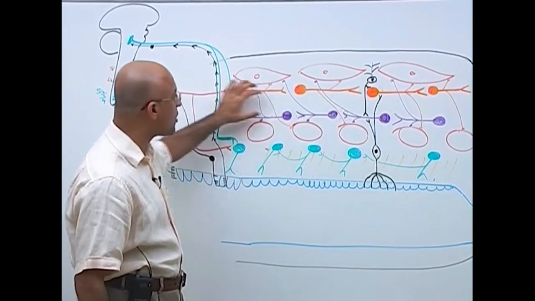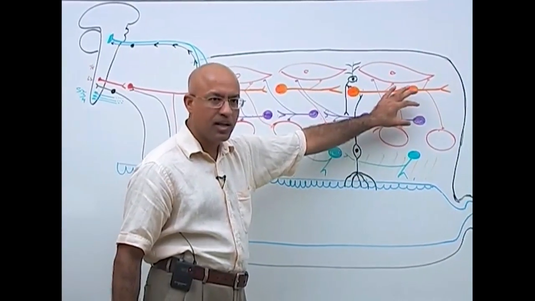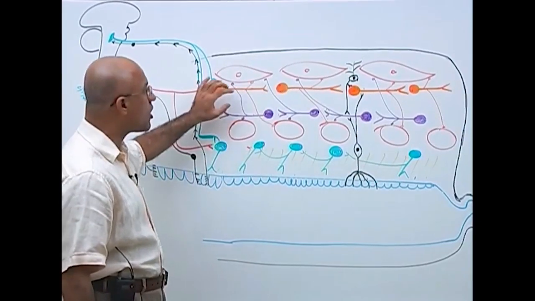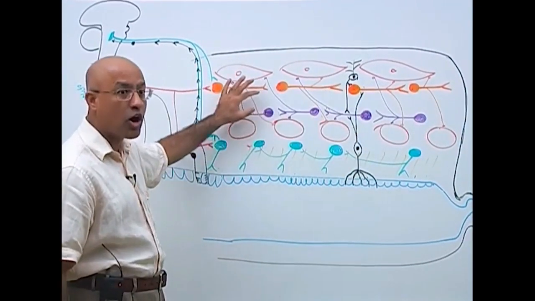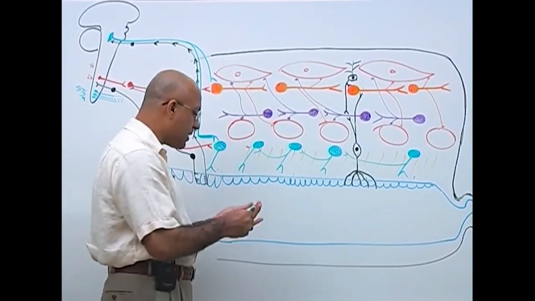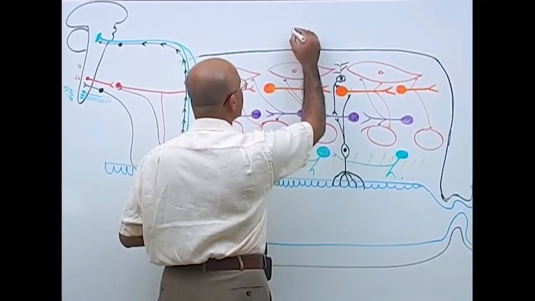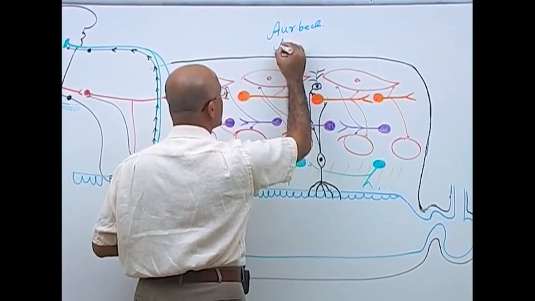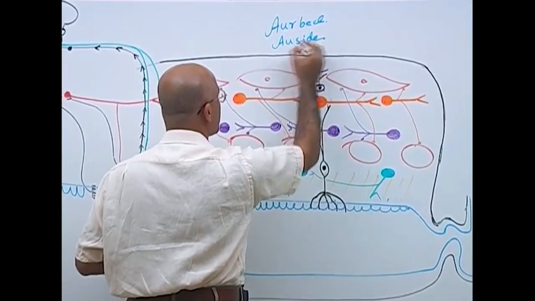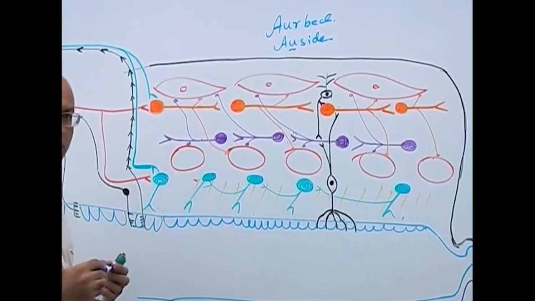So these are the cell bodies and connections of the outer plexus, which is also called the myenteric plexus. Another name for this is Auerbach plexus, or you can say the outside plexus. This is an outer part, it is in the muscles.